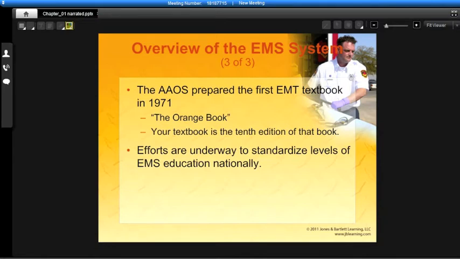And be aware that efforts are underway to standardize levels of EMS education nationally. That way, EMTs or students taking an EMT course in Kentucky will be taught the same thing as students taking an EMT course in California or Texas or Georgia. That way, all across the states, EMTs will be taught the same way.